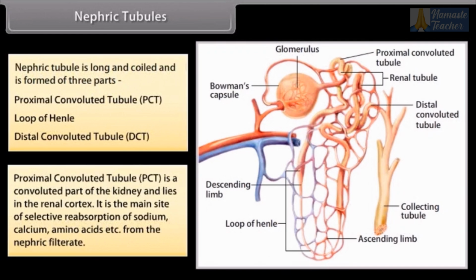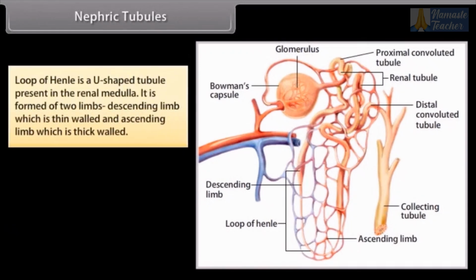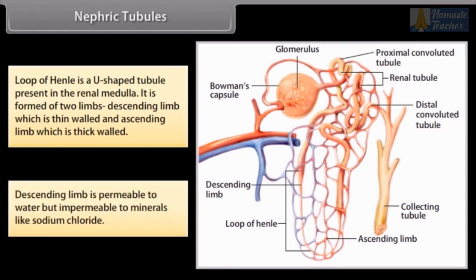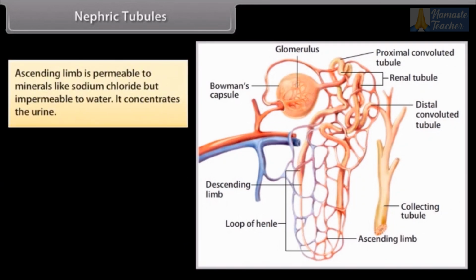from the nephric filtrate. The loop of Henle is a U-shaped tubule present in the renal medulla. It is formed of two limbs: the descending limb, which is thin-walled, and the ascending limb, which is thick-walled. The descending limb is permeable to water but impermeable to minerals like sodium chloride. The ascending limb is permeable to minerals like sodium chloride but impermeable to water. It concentrates the urine.